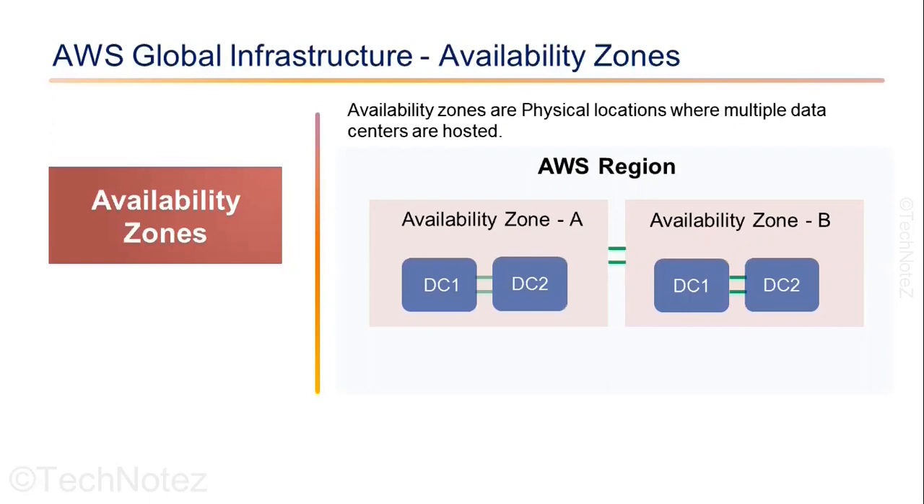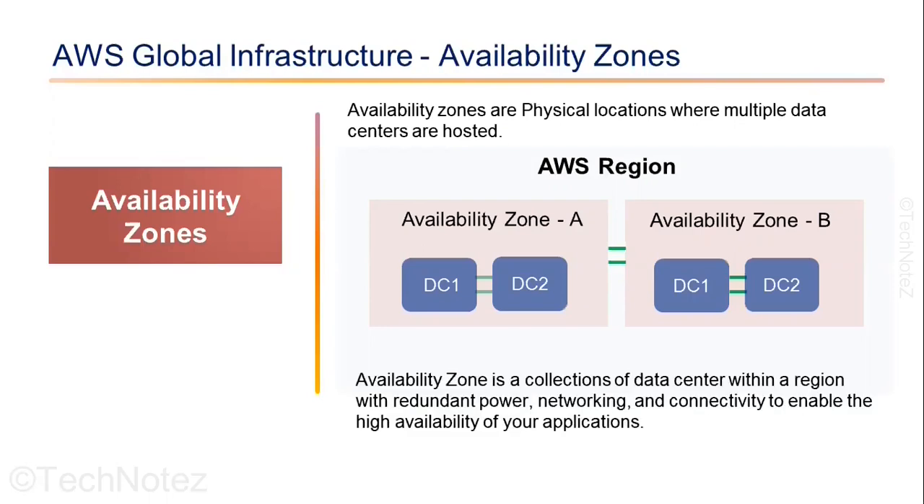The availability zones are designed to provide a high level of availability for your applications and data. In simple terms, an availability zone is a collection of data centers within a region with redundant power, network, and connectivity to enable the high availability of your applications. Meaning, if one data center within a region goes down, the users will still be able to access their application via another data center in the availability zone.